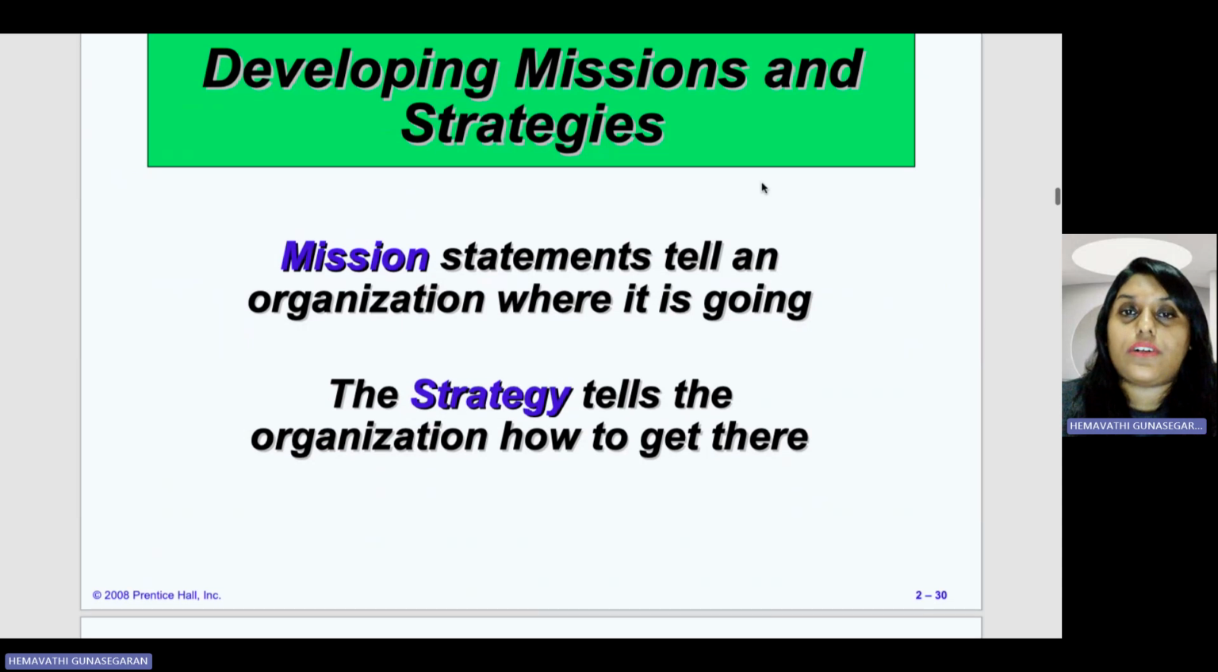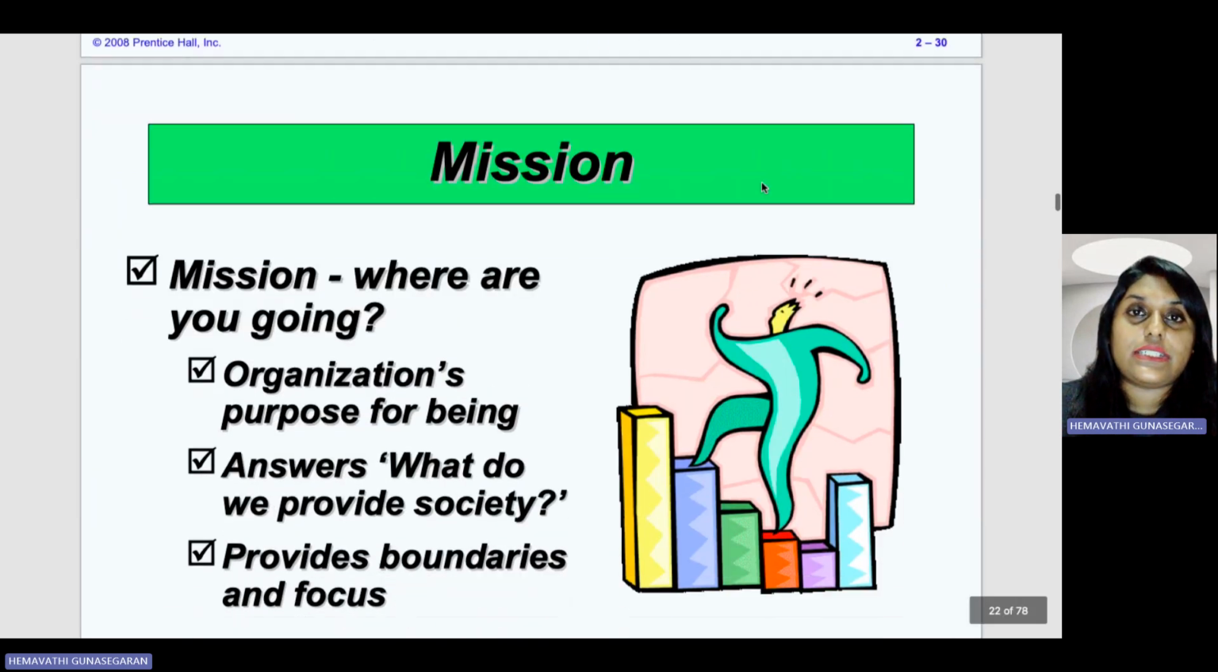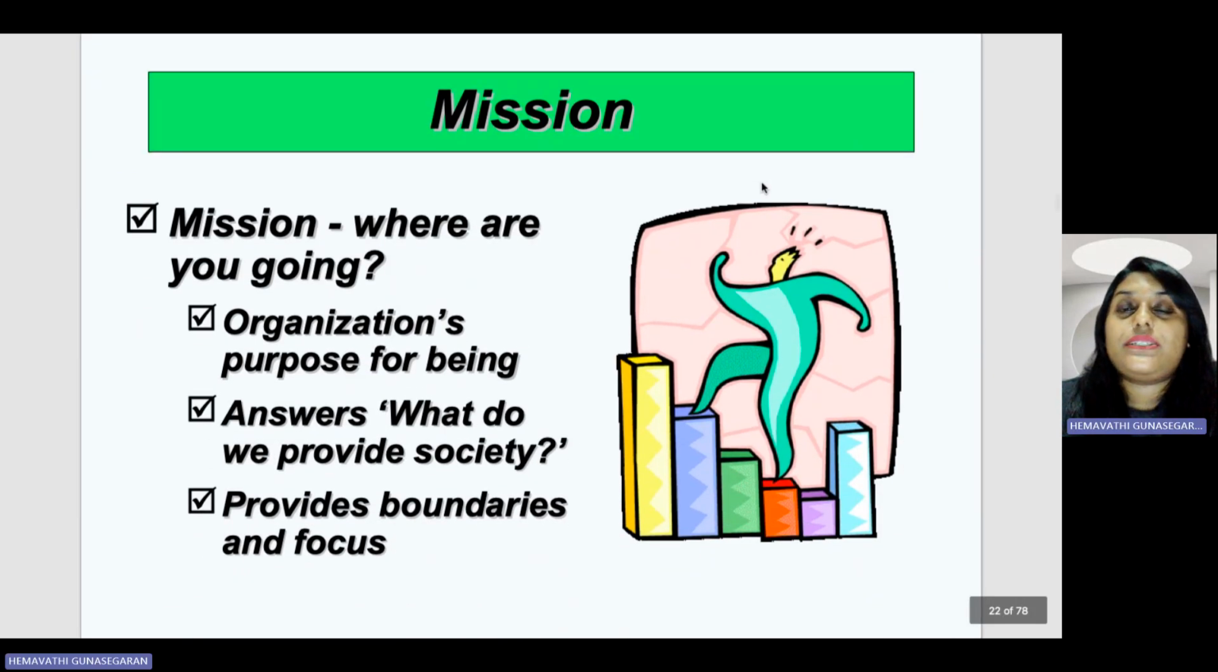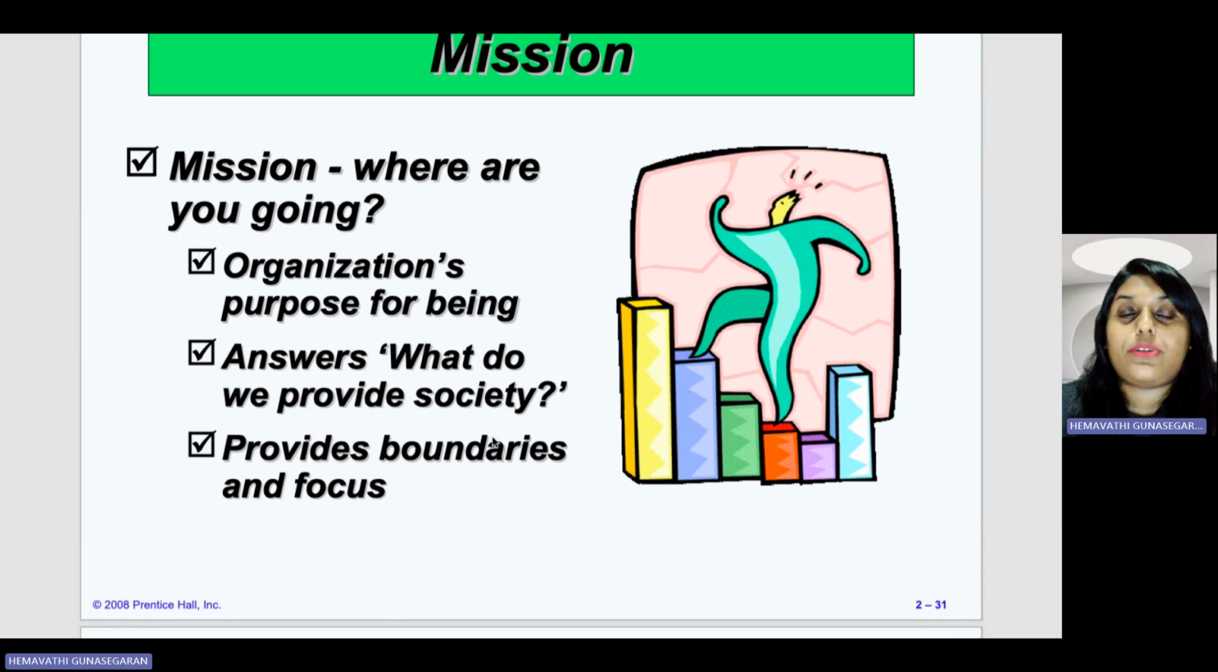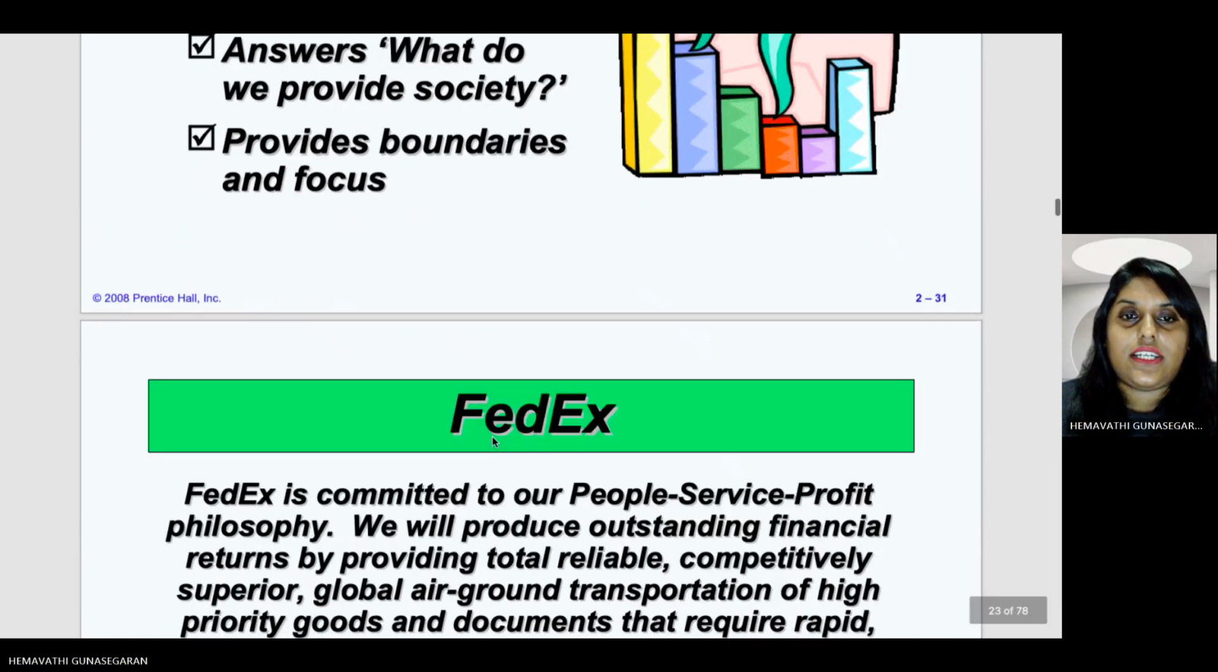And in terms of organization, we have similar things as well. Now, when we speak about mission, mission means: where are you going? What are you going to do in a particular period of time? Right? It is the organization's purpose for being, what we provide for the society, and it provides boundaries and focus.